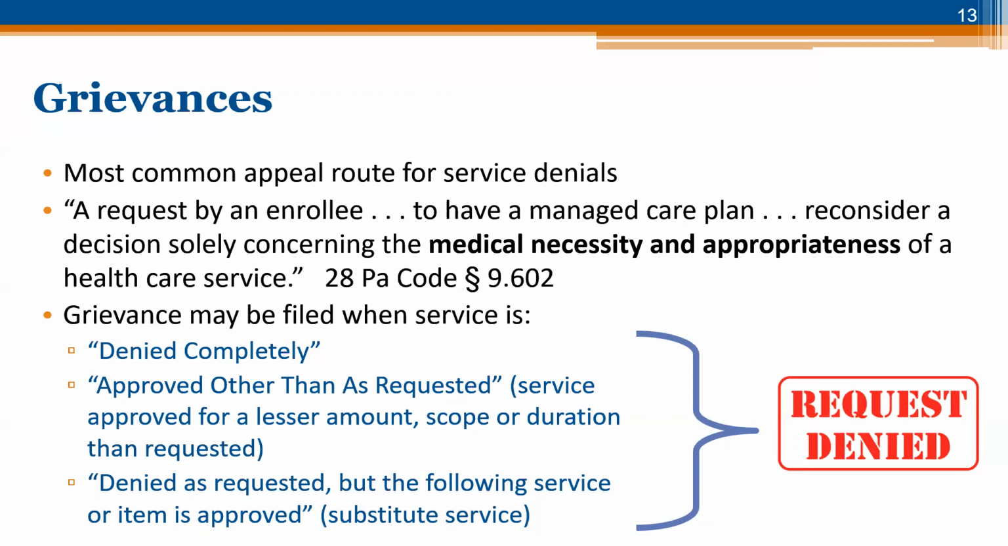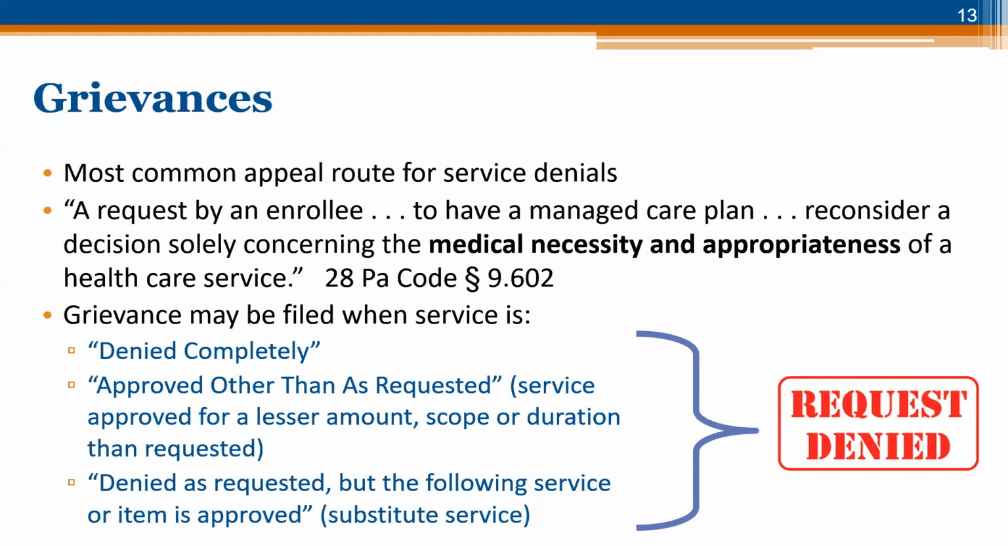We see this all the time with personal assistance services, the home care services, where somebody will request 70 hours of personal assistance services and the plan will come back and say, we are approving this other than as requested. We are authorizing 35 hours and we're denying the other 35 hours. And the third type we see is denied as requested, but the following service or item is approved. This is really a substitution.